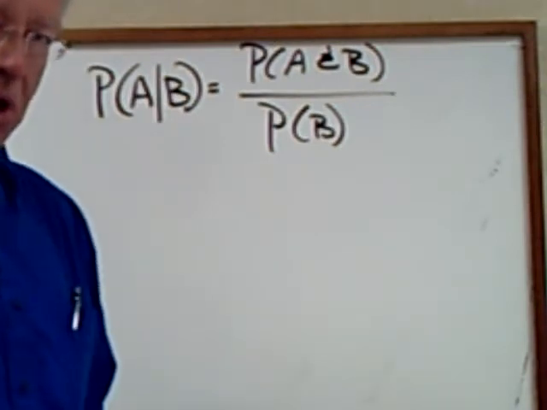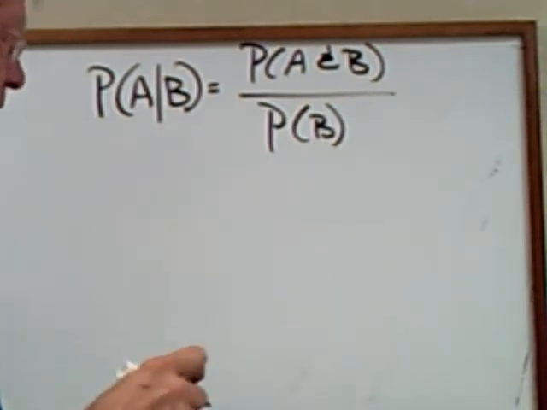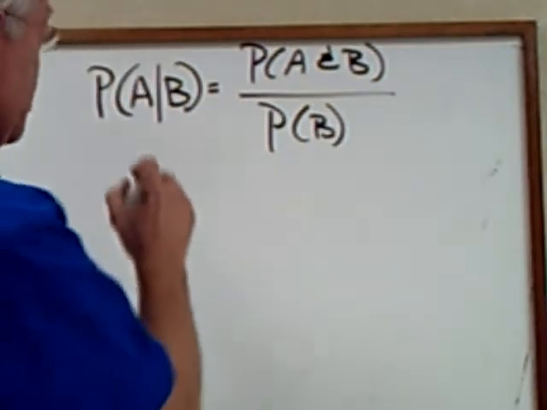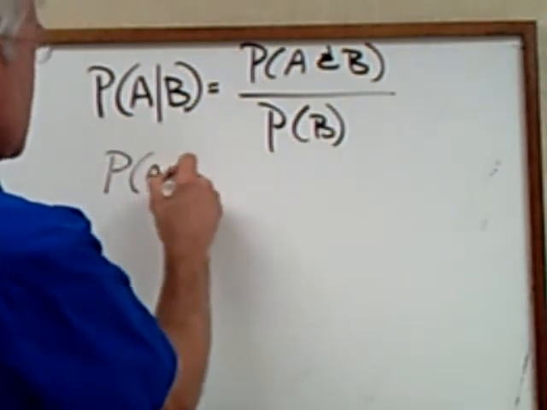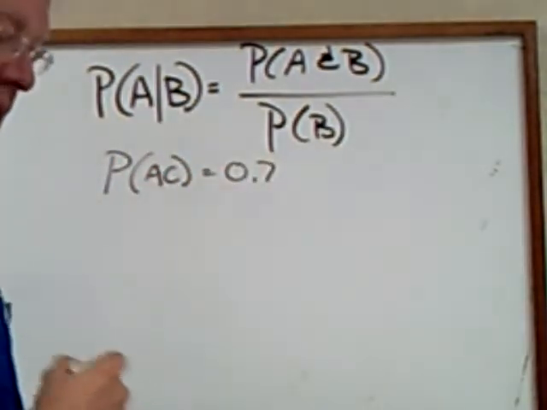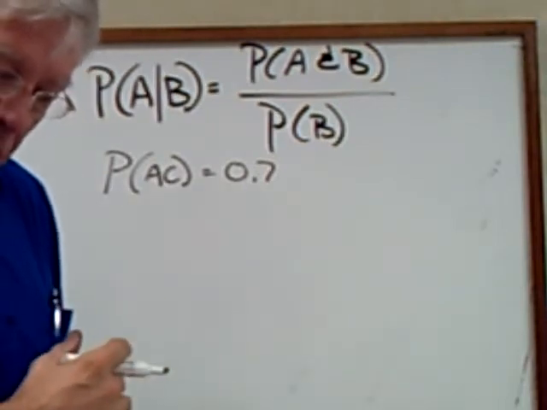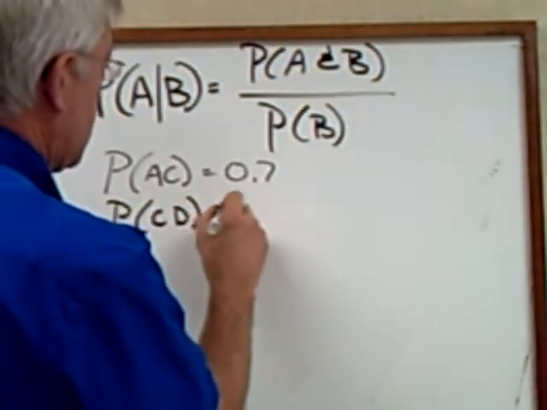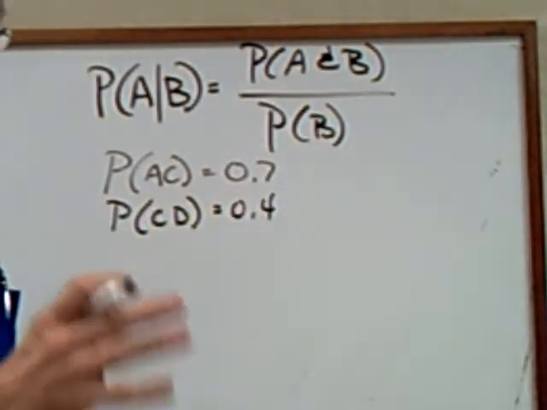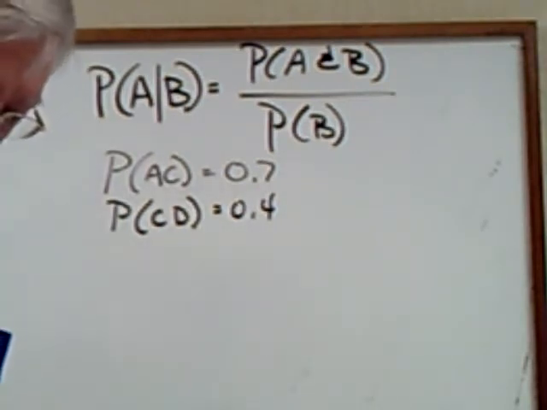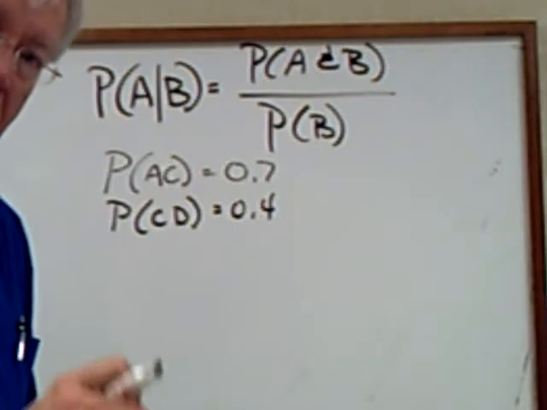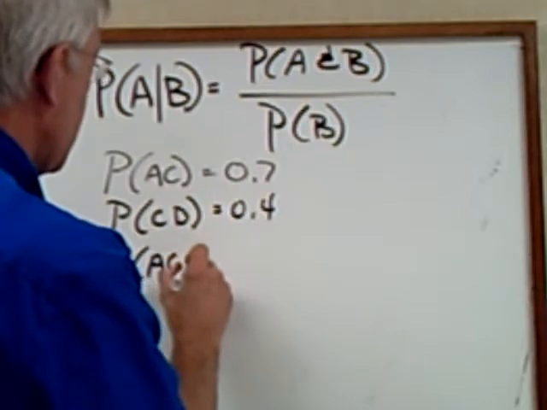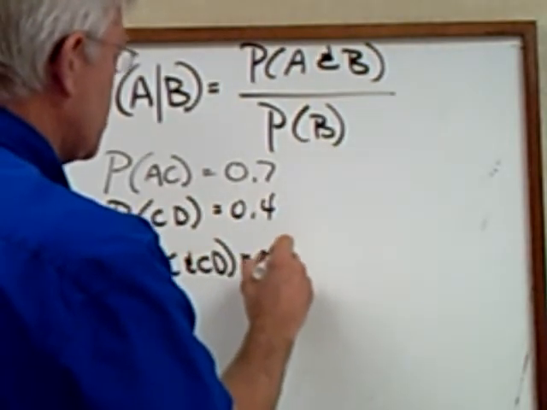And let's say you go to the used car lot, and the used car lot dealer tells you that of all my cars, 70% of them have air conditioning. So the probability of AC is equal to 0.7. He also says that 40% of them have a CD player. And he also tells you that the probability of cars having both is 0.2 or 20%. Probability of AC and CD equals 0.2.